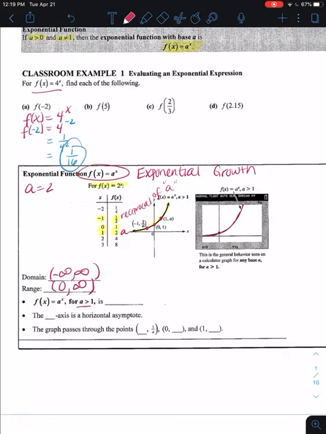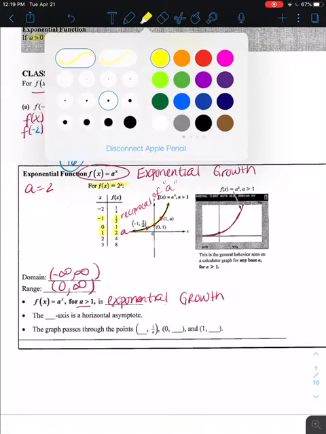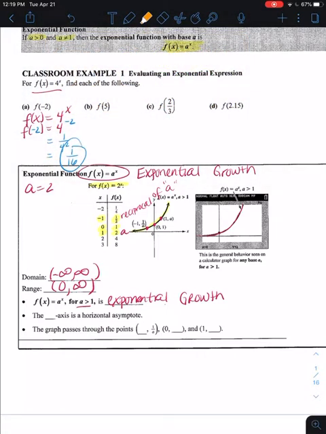Anytime your a value is a number that's greater than 1, this is exponential growth. If you trace this graph from left to right, it works like increasing and decreasing functions. If you trace this graph from left to right, you're increasing. So this is growth.